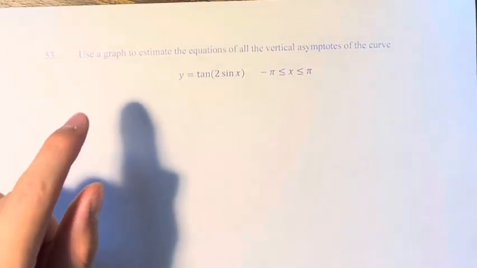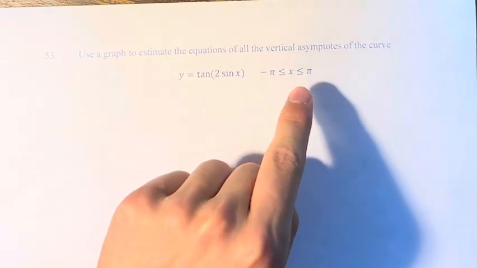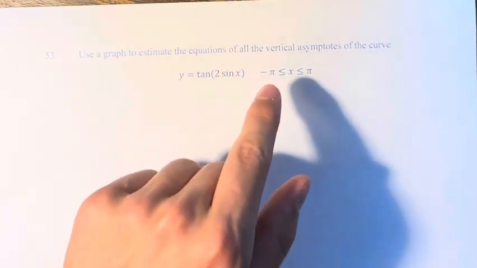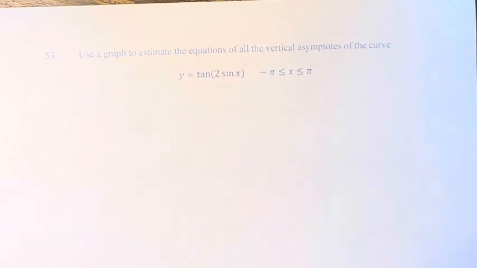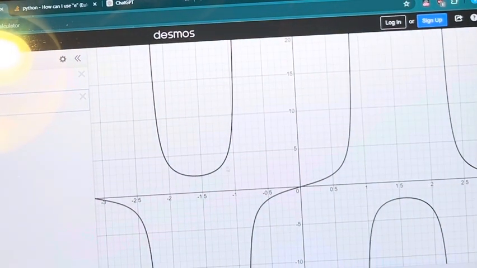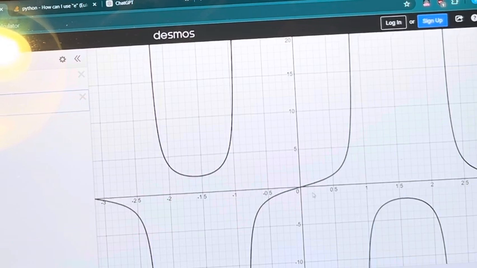In this problem, we're asked to use a graph to estimate the equations of all the vertical asymptotes of the curve y is equal to tangent of 2 sine of x from x going from negative pi to pi. So if we pull up this function here over the range that it was asking us, we can plug in different values of x and see if the function appears to approach it. So right here, there seems to be a vertical asymptote because here it goes off to positive infinity and here it goes off to negative infinity.